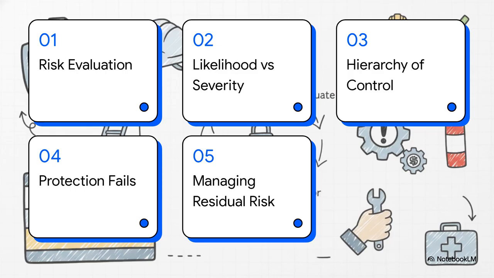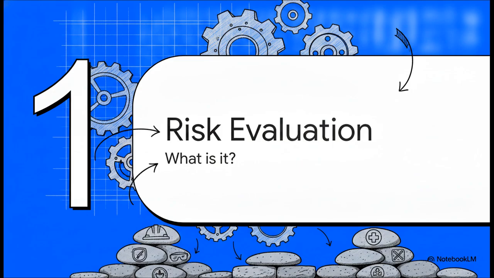Here's our roadmap for today. First, what is risk evaluation? Second, likelihood versus severity. Third, the hierarchy of control. Fourth, when protection fails, focusing on the Bhopal disaster. And finally, managing residual risk. All right, jumping right into section 1, what is risk evaluation?